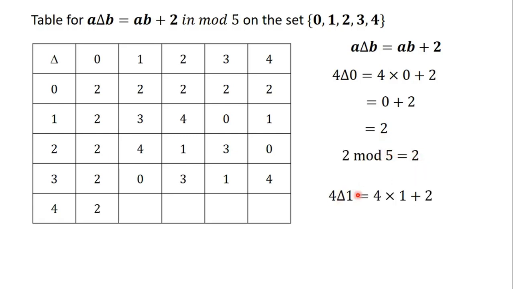The next one is 4 delta 1. 4 delta 1 is equal to 4 times 1 plus 2. 4 times 1 is 4. 4 plus 2 is 6. And 6 in mod 5 is 1.